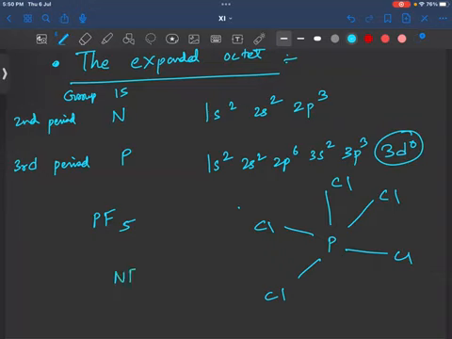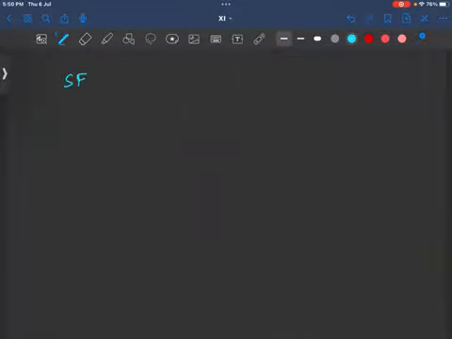But nitrogen will never form NF5 because nitrogen doesn't have empty orbitals. Why can't nitrogen form NF5 but phosphorus forms PF5? Is that okay, everyone? So there are some more examples. For example, you can see SF6 and H2SO4. In SF6, how many electrons are surrounding sulfur? 12. And in H2SO4, how many electrons are surrounding sulfur?